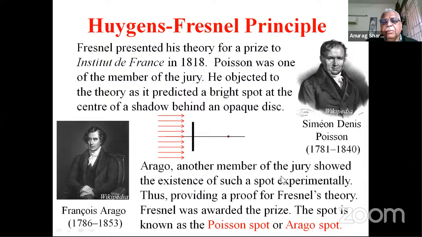Arago, who was another member of the jury, showed the existence of such a spot experimentally. He obtained a picture like the one I showed you and showed that there is indeed a bright point behind the disk in the dark region, thus providing a proof of Fresnel's theory. And Fresnel was, of course, awarded the prize. This spot is known as the Poisson spot, after the one who had objected to this, and sometimes Arago's spot, because he had measured it, but not the Fresnel spot. That is the way things are.